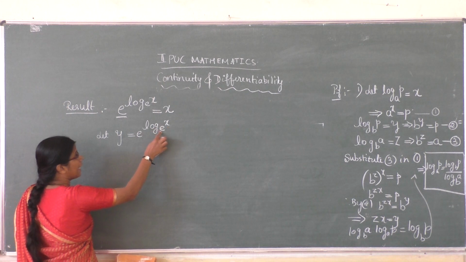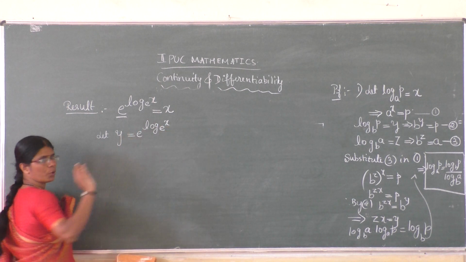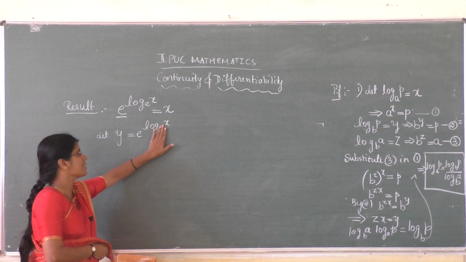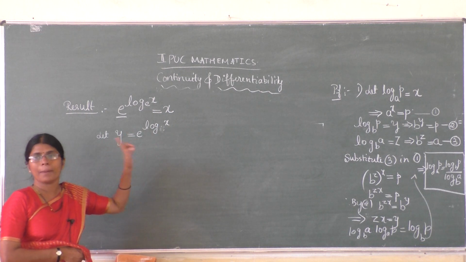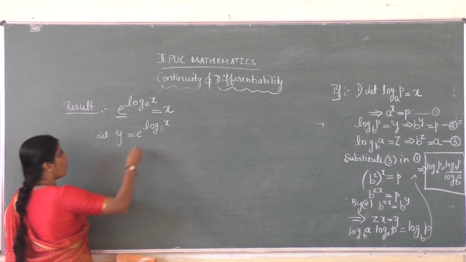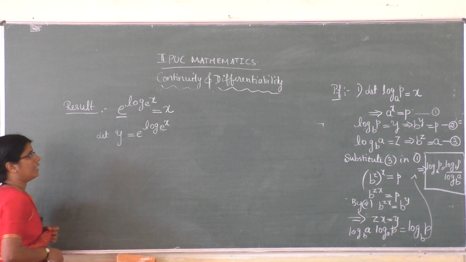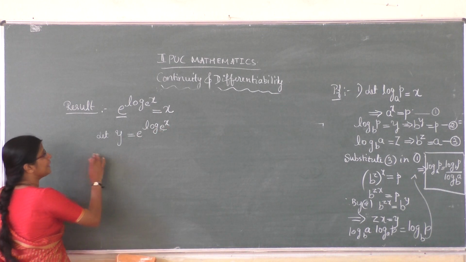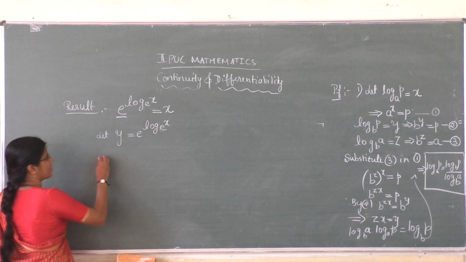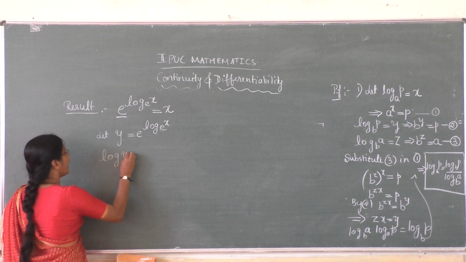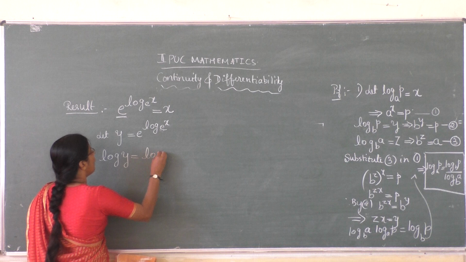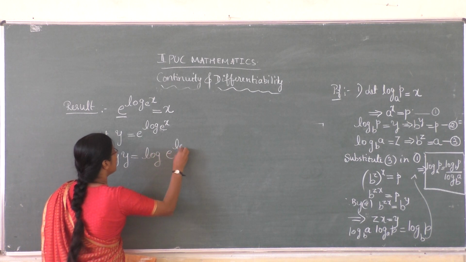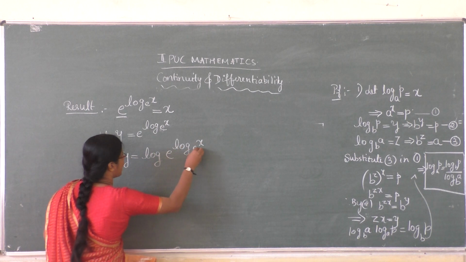Okay, writing e or not writing e, both are the same. That means if the base is not there, then the base is e. So log x to the base e. Then take logarithm on both sides. Log y is equal to log of e to the power log x to the base e.